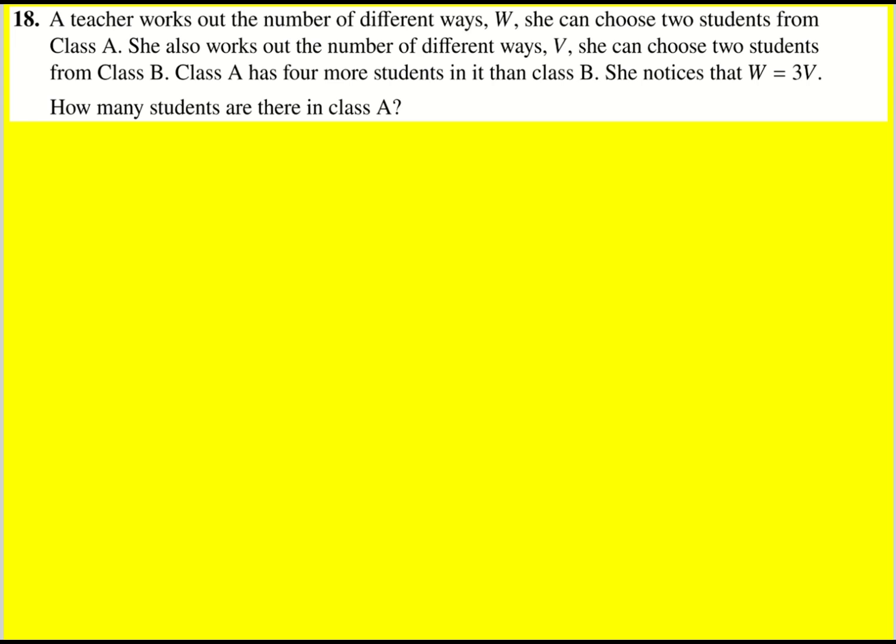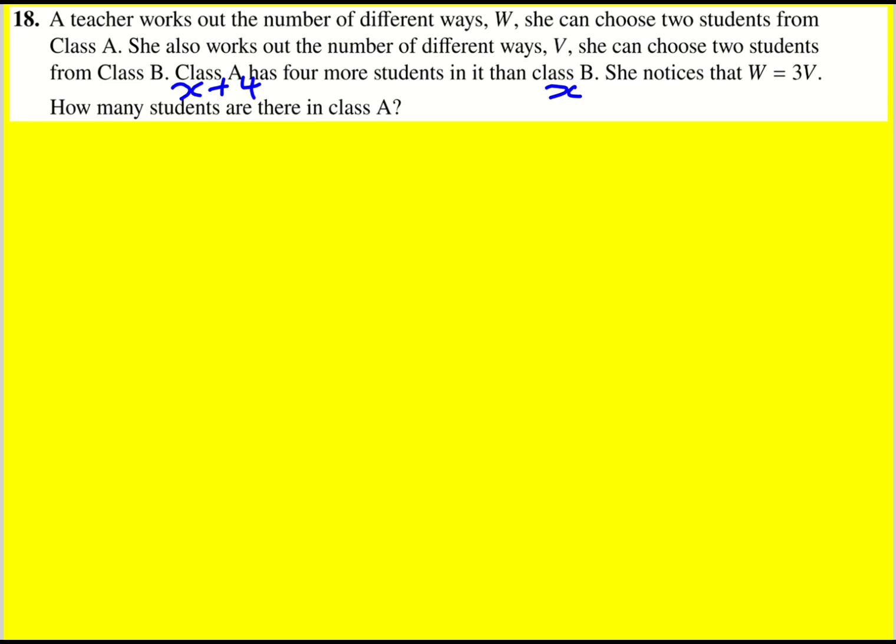A really neat combinations question here. A teacher works out the number of ways W she can choose 2 students from class A, and the number of ways V she can choose 2 students from class B. Class A has 4 more students in it than class B. So I said that class B has X students, and class A has X plus 4 students.